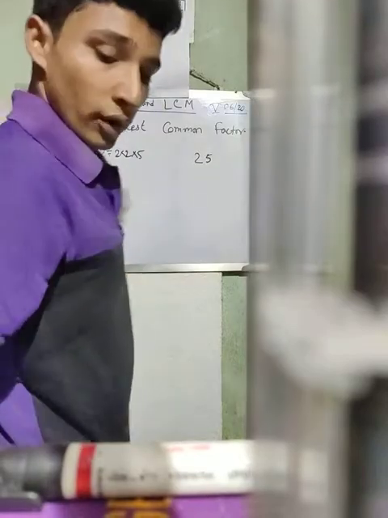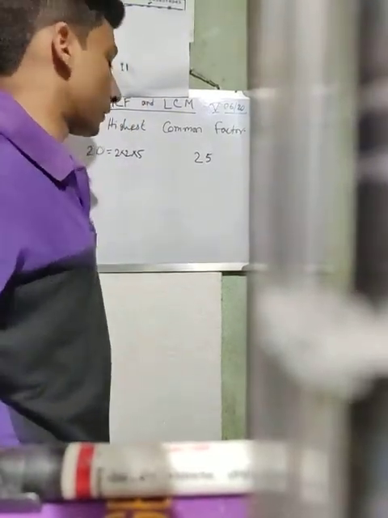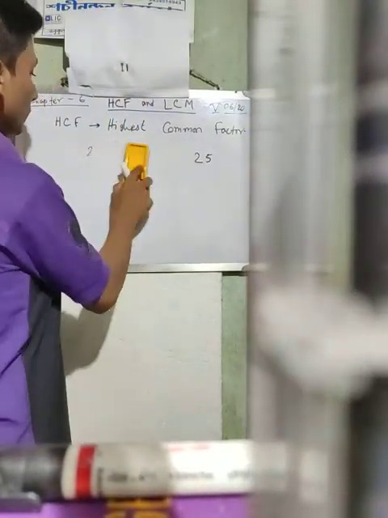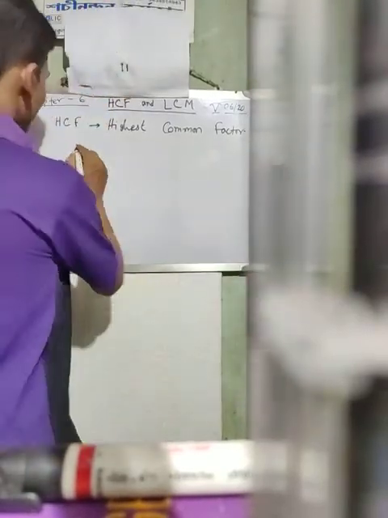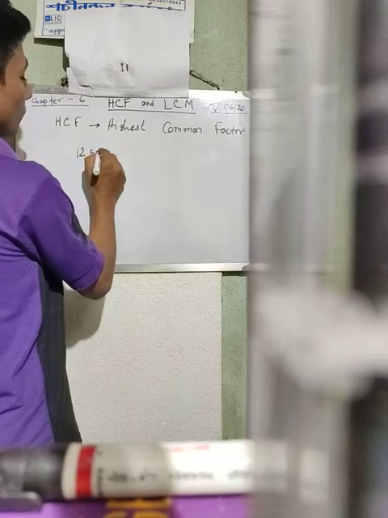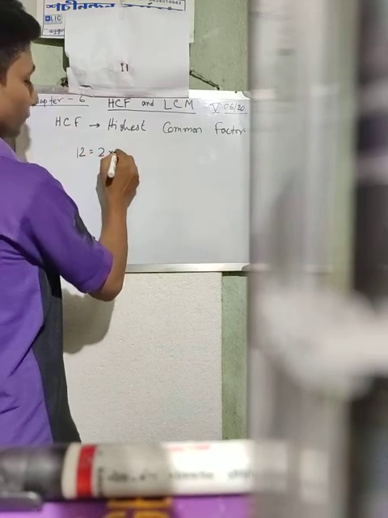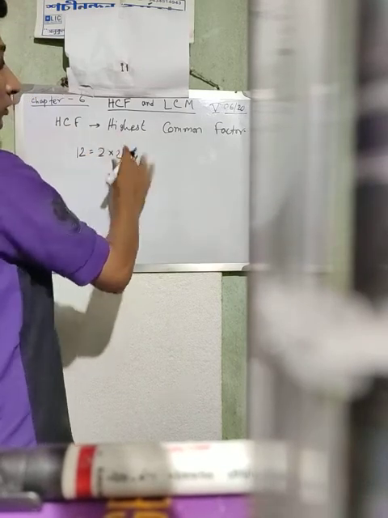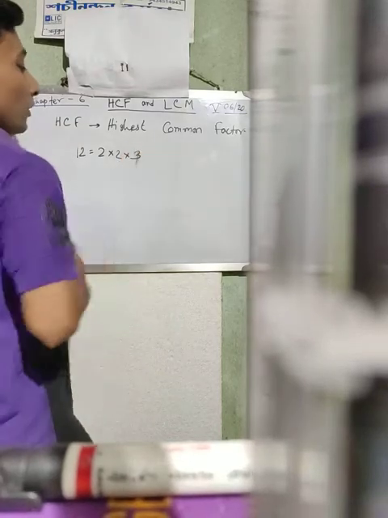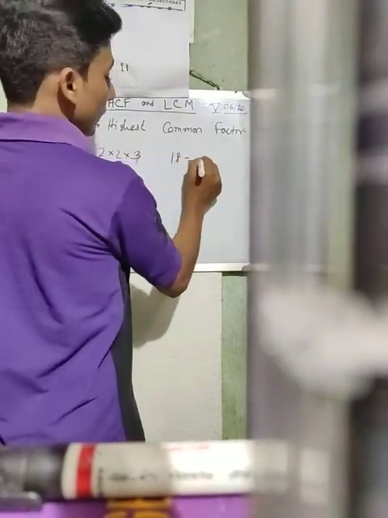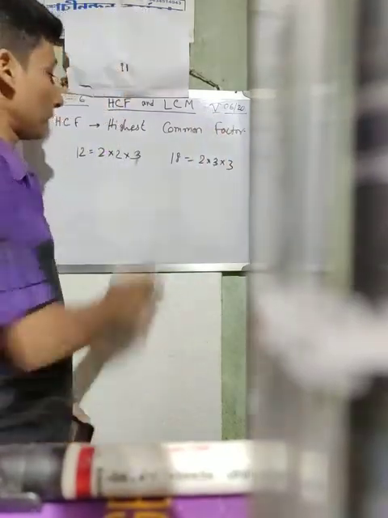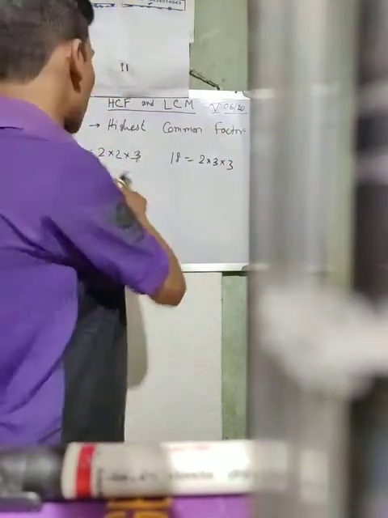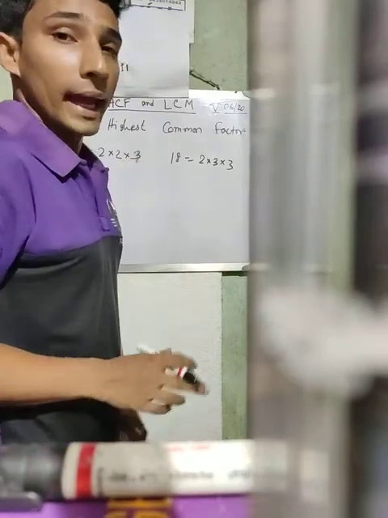Sorry, I am taking another example. 12 equals 2 into 2 into 3, and 18 equals 2 into 3 into 3. Now tell me what are the factors of 12 and what are the factors of 18.